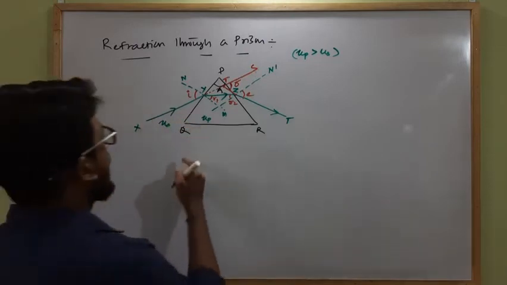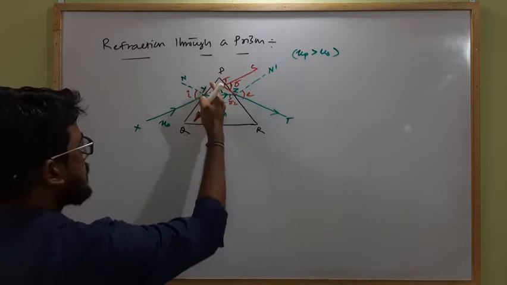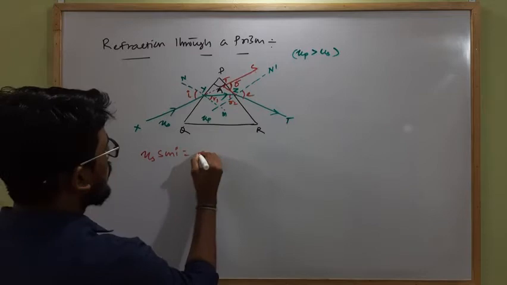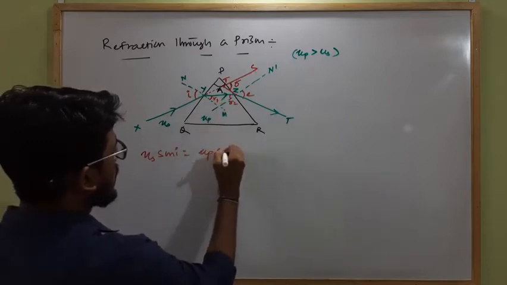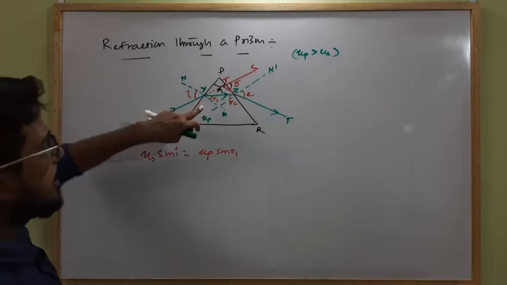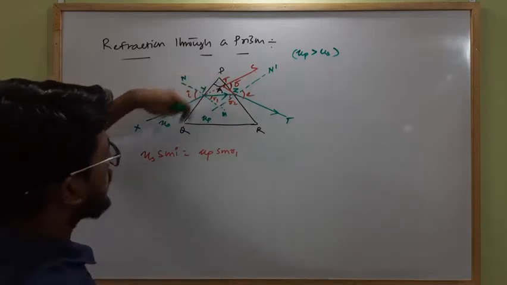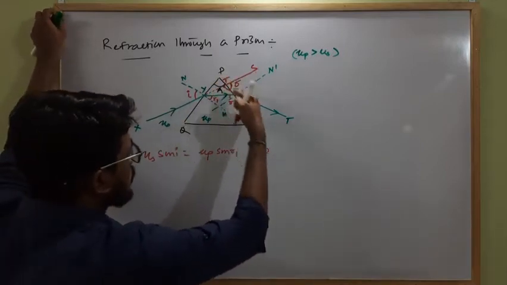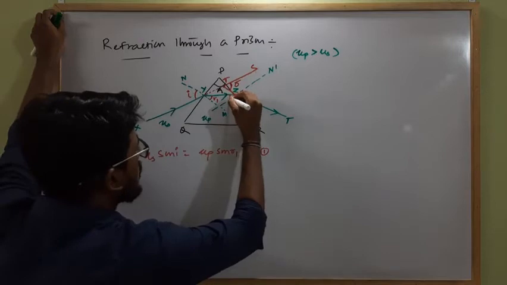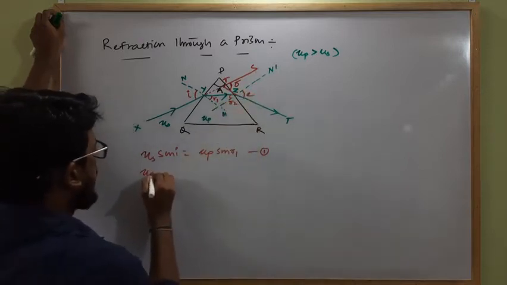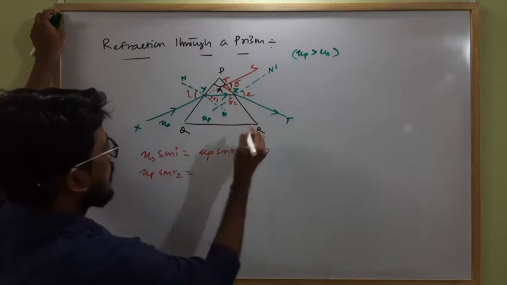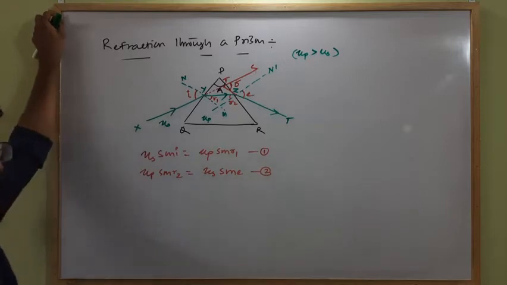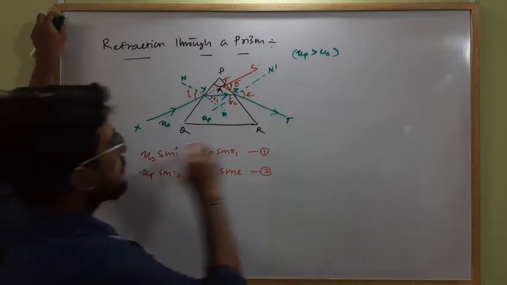Clear? So here, first applying Snell's law for the surface PQ, we can write μS sin I equal to μP sin R1, because R1 is the refracting angle at the first refracting surface PQ. Let it be equation 1. Next we apply Snell's law for the surface PR, where R2 is the incident angle, so we can write μP sin R2 equal to μS sin E, equation 2.